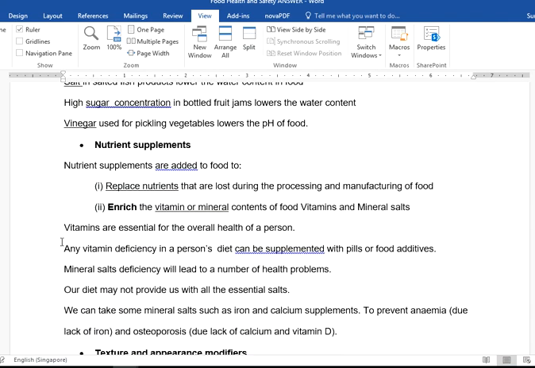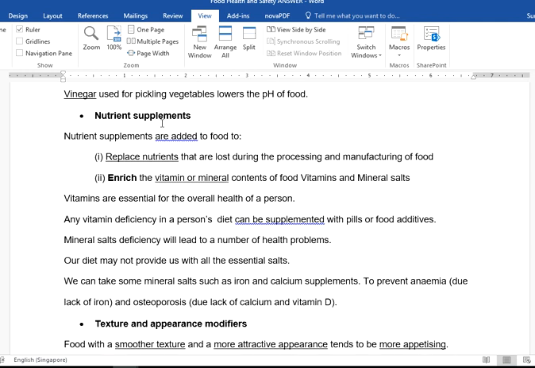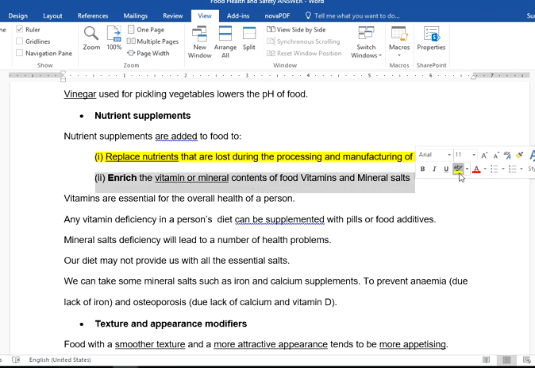The second reason for using food additives is as a nutrient supplement. Sometimes in the manufacturing of food, the food's nutrients become not as high as they should be or used to be. So nutrient supplements are added to food to replace nutrients that are lost during the manufacturing and processing of food. It's also to enrich the food with more vitamins and minerals, because as we know, vitamins and minerals are essential for the overall health of people.